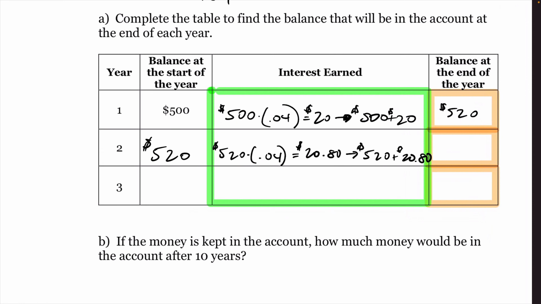Plus, what did I already have? $520, and now I have $540.80. That's how much he has after 2 years. So he's made $40.80 at the end of 2 years for doing nothing. That's the nice thing about interest. Interest could be a good thing or a bad thing. If it's money in the bank, it's a really good thing. You get money for doing nothing.